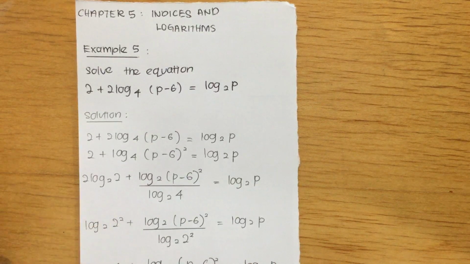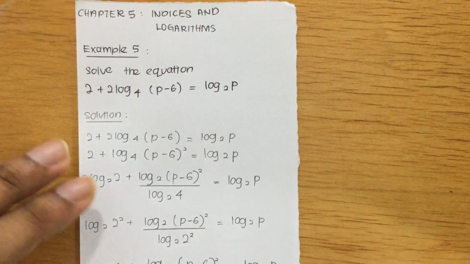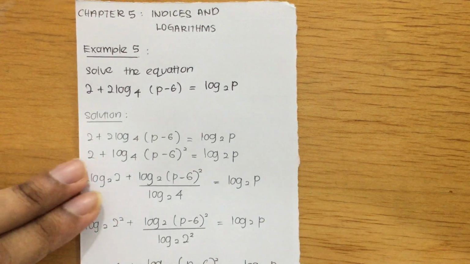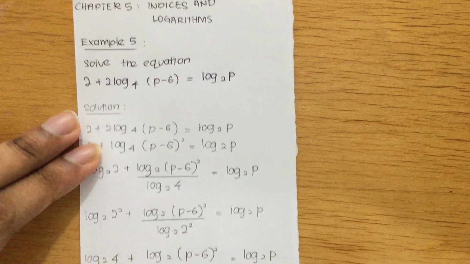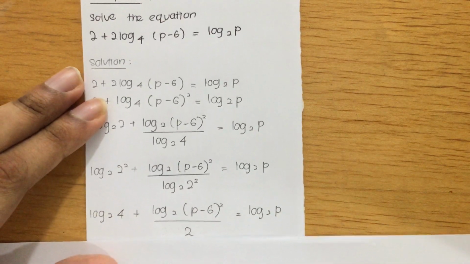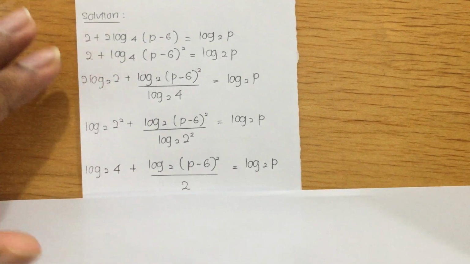So 2 squared you get 4, so log base 2 of 4 plus log base 2 of p minus 6 squared divided by 2 equals log base 2 of p. So for the next step, what we're going to do is multiply the whole equation by 2, in order to eliminate the fraction guys. Okay, so proceed with the next step.